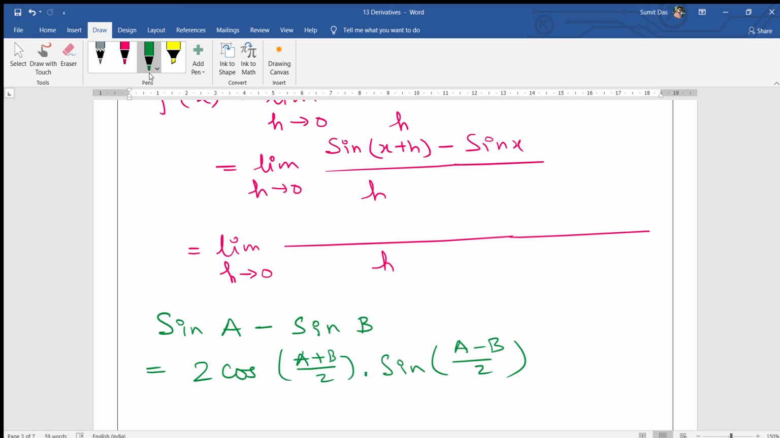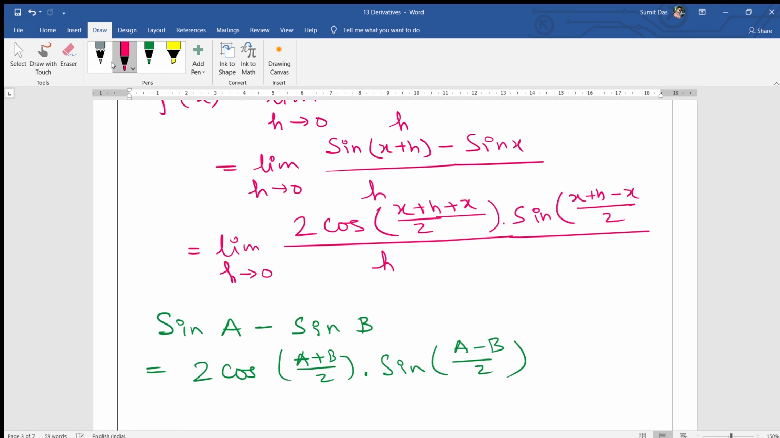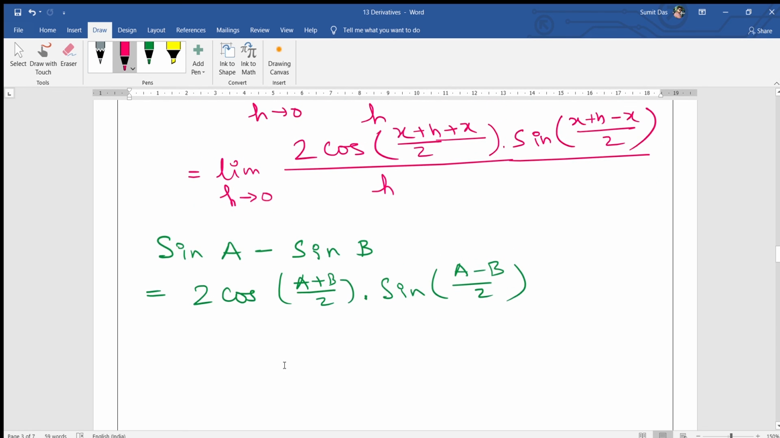Understood? So here it will be 2 cos A. What is A? X plus h, sorry, X plus h plus X. Okay, A plus B, right? So A is this and B is X. So (A plus B) by 2 into sin (A minus B) by 2. What is (A minus B) by 2? This formula, if you don't remember, just check from chapter 3, trigonometry theory. And this is a very important formula. All formulas of trigonometry are very important.